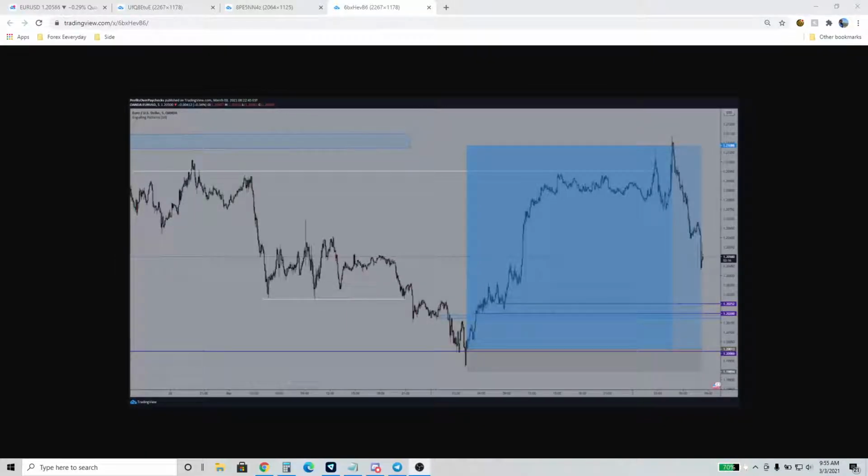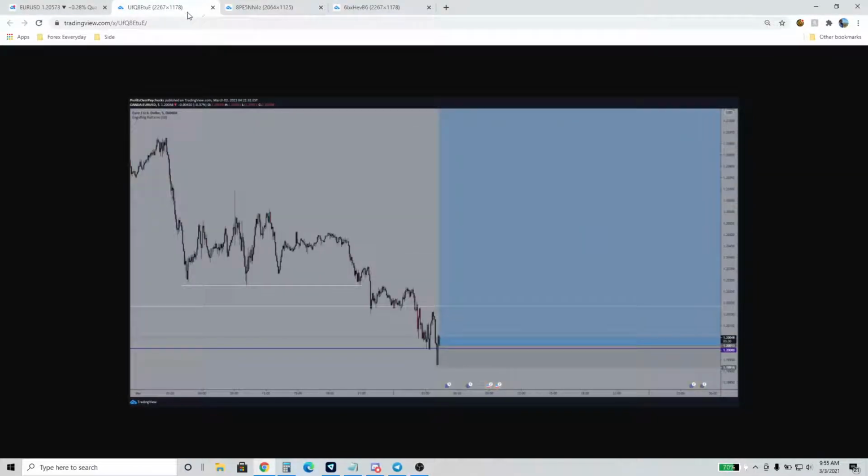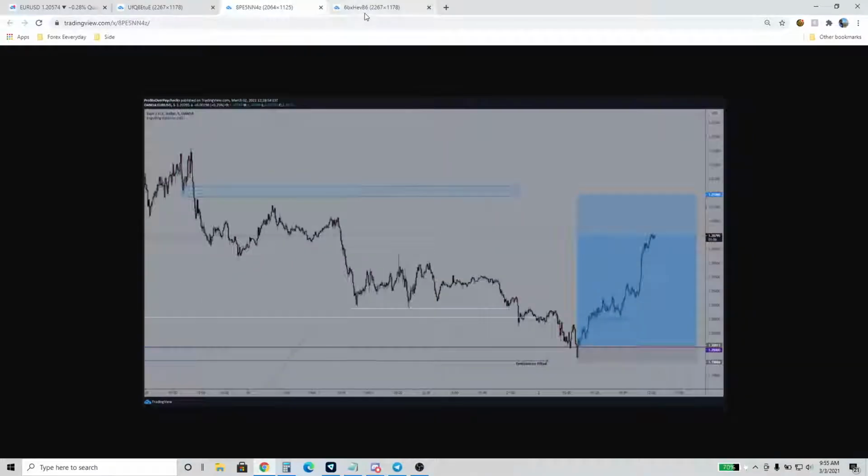This is going to be how I got 9x my risk and how we went from less than a pip drawdown to about a 5 pip target within the peak of this move. Started out like this, went from this to this to this.